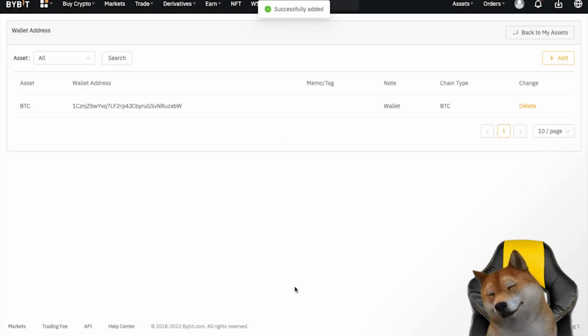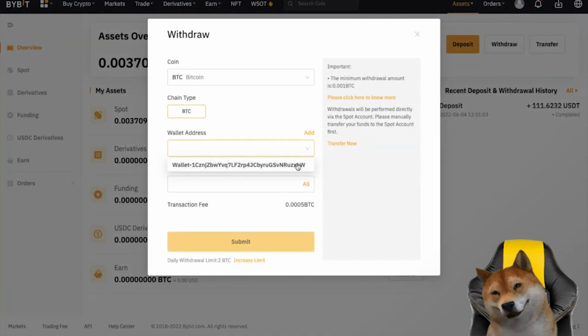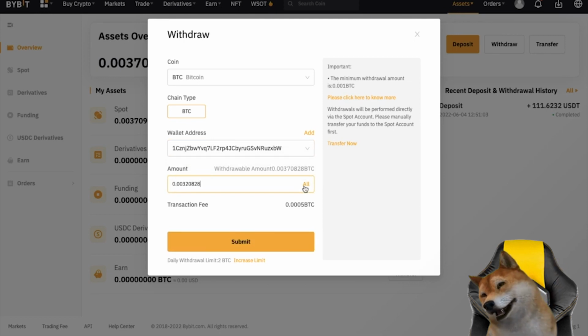Once added, you can then select the address from the list, then select the amount that you'd like to withdraw. And again, if you're feeling nervous, it's worth sending across a smaller test amount first, and the transaction fee associated with withdrawal will then appear, and this is on a crypto by crypto basis.